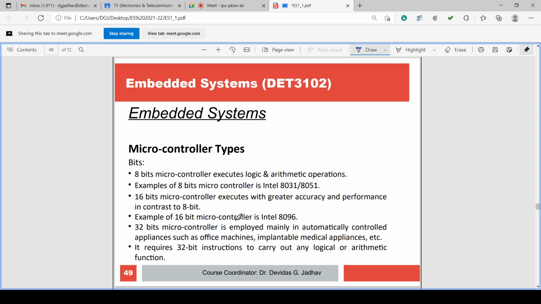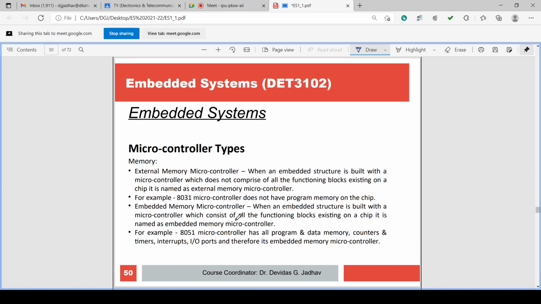8-bit, 16-bit, 32-bit microcontrollers are there. Based on memory, there are external memory microcontrollers, and what is the other? Embedded memory microcontroller. External memory microcontroller and not internal memory microcontroller, isn't it? External memory microcontroller, and the second type is embedded memory microcontroller.